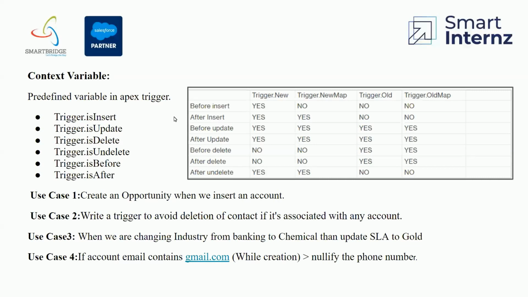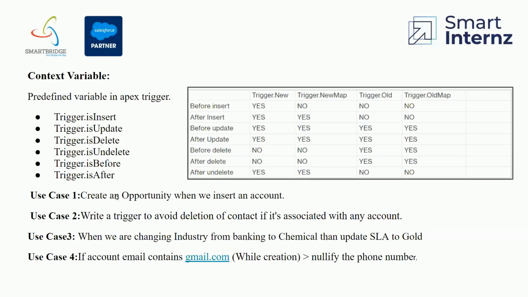And as I've told you, for one object there should be only one trigger. Okay, I'm repeating this once again. The best practice to write the trigger is to write only one trigger for one object.